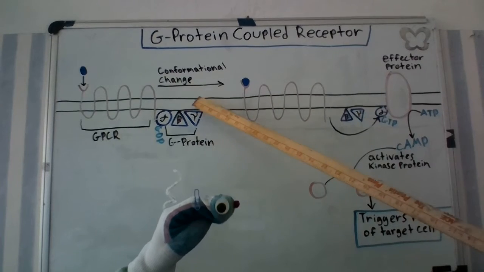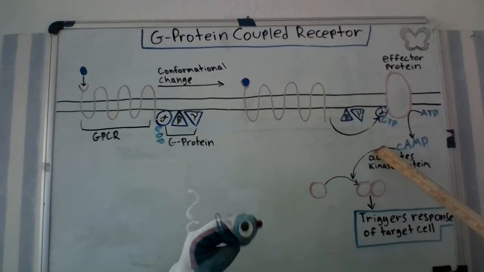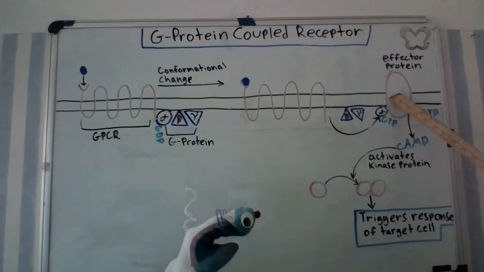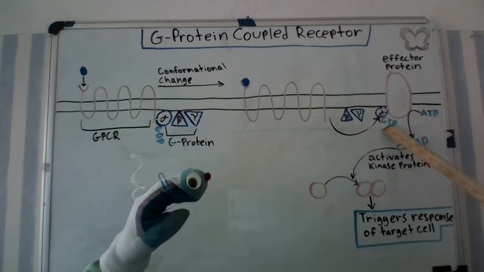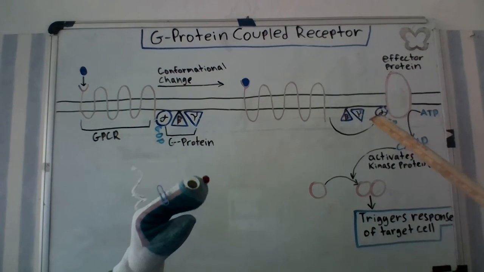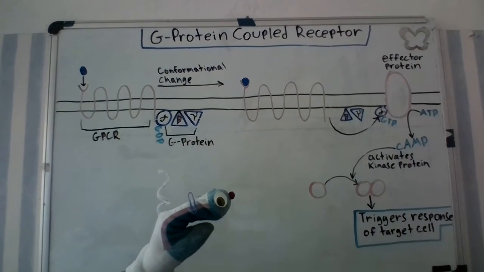Anyways, after a conformational change, the alpha component moves away from the other G protein subunits to look for an effector protein. The alpha component then binds to a suitable effector protein, and while it does so, it exchanges GDP for GTP. Told you I'd get to that later.